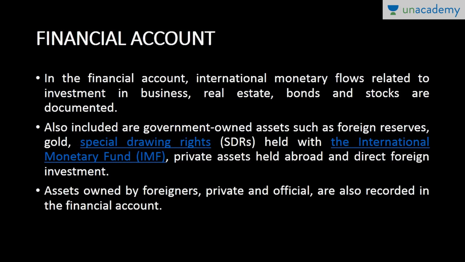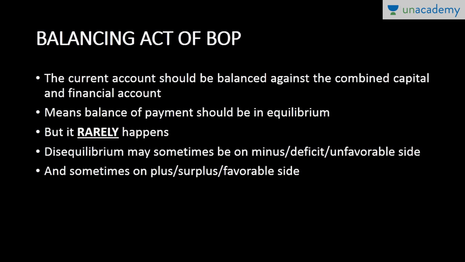So these three categories come under the balance of payment. Now the balancing act of BOP is the most important concept, because we need to see this balancing act of balance of payment. Basically, the current account should be balanced against the combined capital and financial account. The ideal situation is that the current account should balance between the capital account and the financial account, but it is a very rare phenomenon.